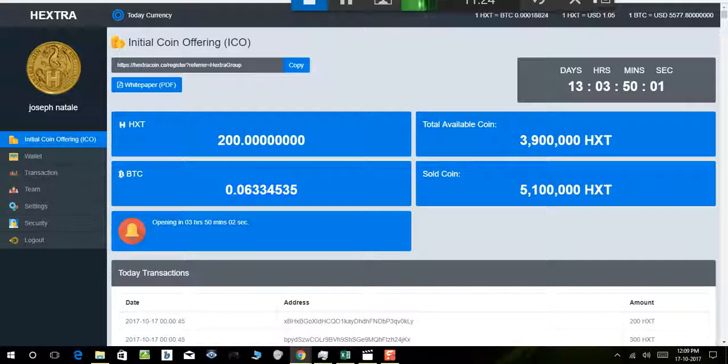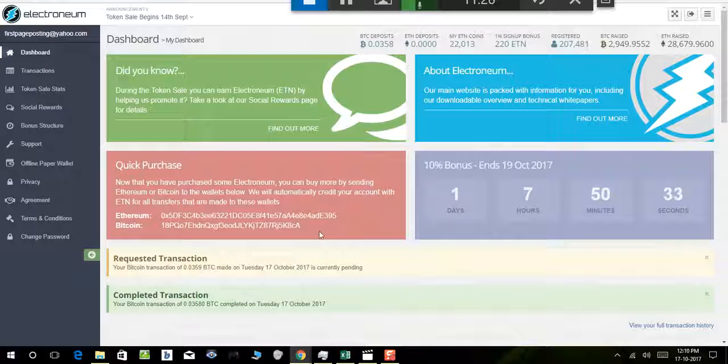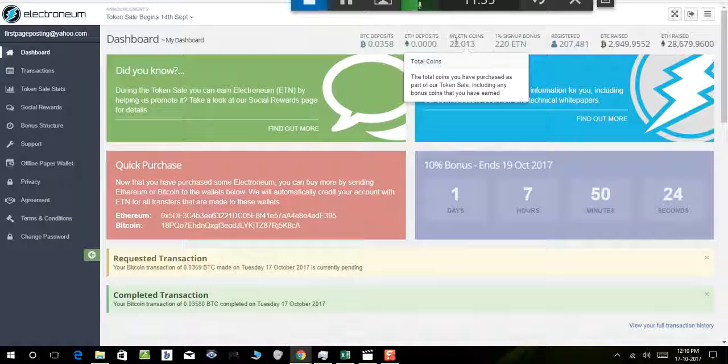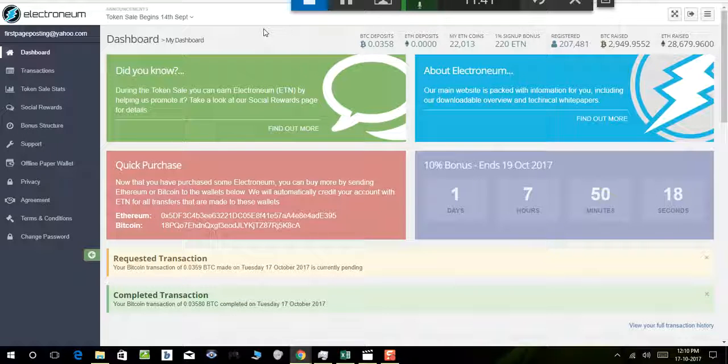Finally, the one I found out about today. I spent $200 on it. Why? Because they're at a penny a piece. Penny. I have 22,013 ETN coins. What is that? Electroneum coin. What is that? I'll tell you what that is.